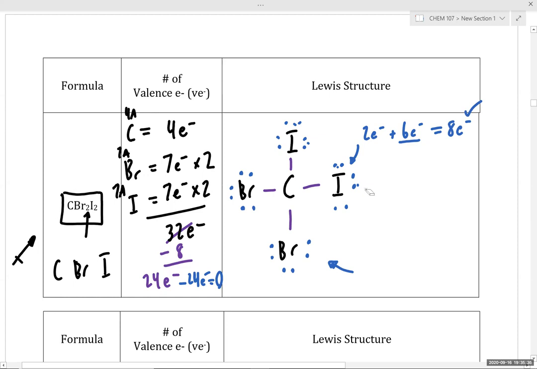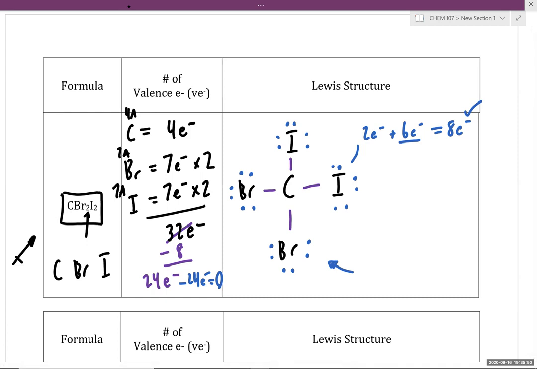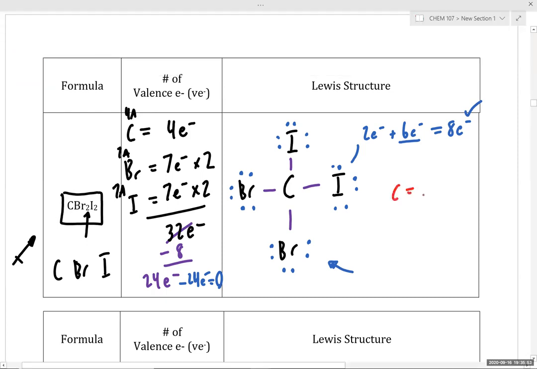Is the octet fulfilled? I'm just cleaning up the markings. So looking at each of our atoms, is the octet fulfilled for each of our atoms? Let's check. So for carbon, we have 8. For iodine, we have 2 plus 6, which is 8. And for bromine, we have 2 plus 6, which is 8. So have we fulfilled the octet rule for every single one of our atoms in this structure? Yes. Does that make sense to everyone? Does this process make sense?